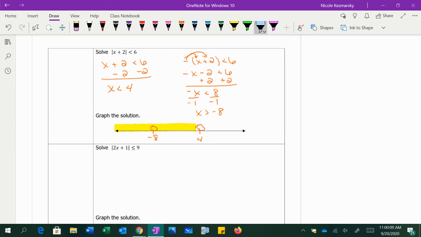Well, what happens with the other inequality? It says x is greater than negative 8. So I'm going to start at negative 8 and I'm going to shade to the right. The solution is where they overlap. And so they overlap in between the two values. Okay.